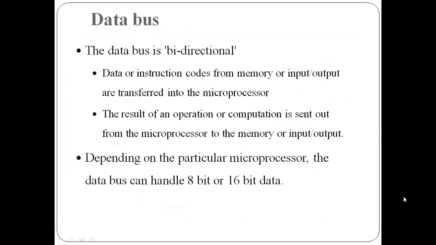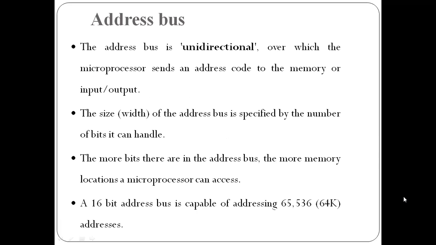Data or instruction codes from memory to input or output are transferred into the microprocessor. The result of an operation or a computation is sent out from the microprocessor to the memory or input output. Depending on the particular microprocessor, the data bus can handle 8-bit or 16-bit data.